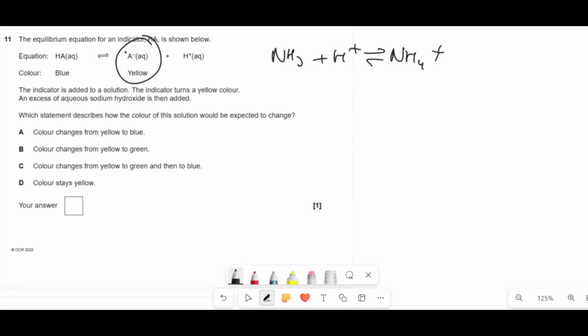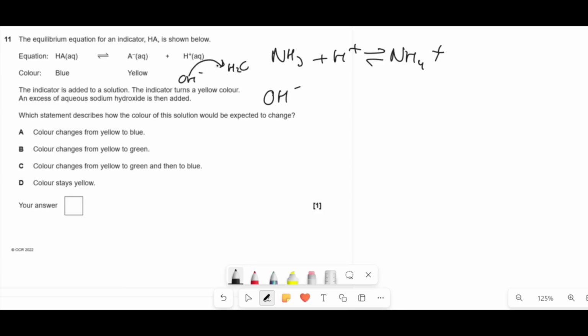In this reaction, we've added an indicator and it turns yellow. So it means we've got some A minus going on. An excess of aqueous sodium hydroxide is then added. So if you're adding excess sodium hydroxide, you're adding OH minus. So you need to look at this and think, what's the OH minus going to do? If we added H plus, then that would go up and the equilibrium would shift that way. But we don't have OH minus in this equilibrium, so we're not going concentration higher or lower, right? But this OH minus will always react with an H plus because it's a base. It wants that proton acceptor. So what it will do is react with that and form H2O.